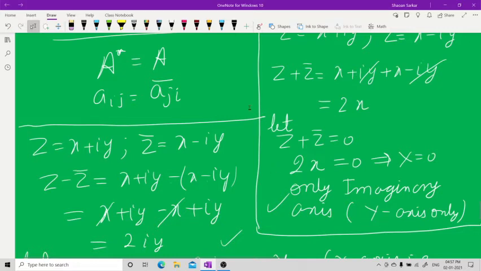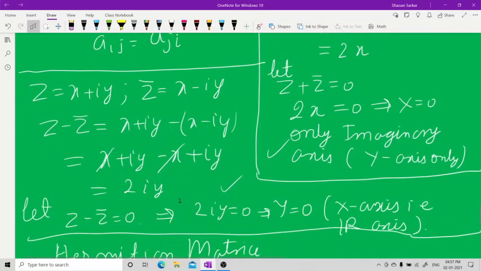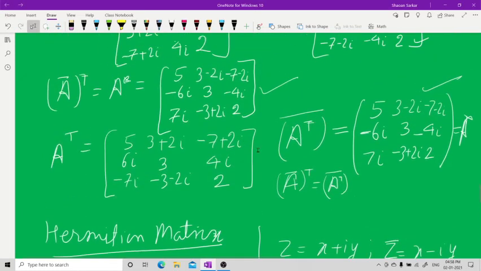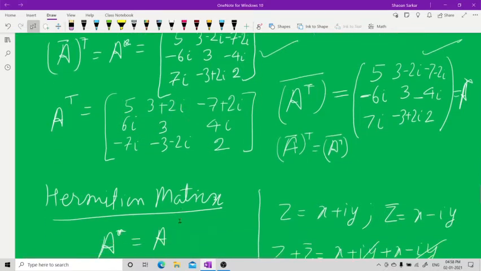Now, if you take the same thing, z minus z bar, you take a minus here. You open up the bracket, minus x plus iy, then you get 2iy and let this be equal to 0. Then 2iy is 0, so y is 0. And that means only the x-axis, that is only the real numbers. There are no iotas with numbers like this. You will not get this type of numbers.